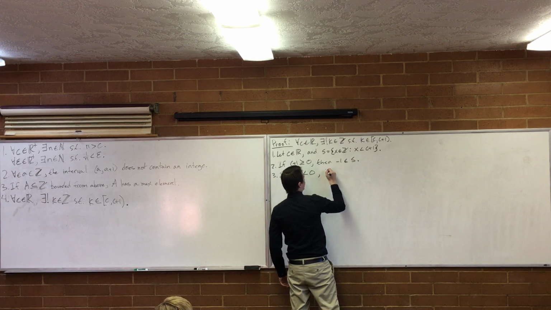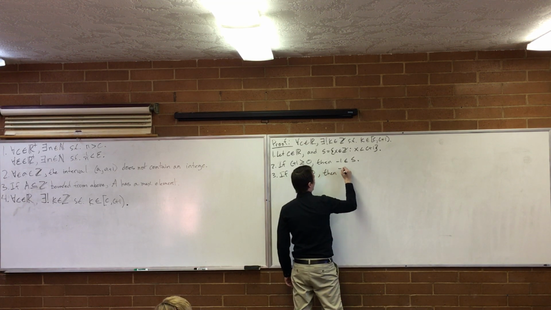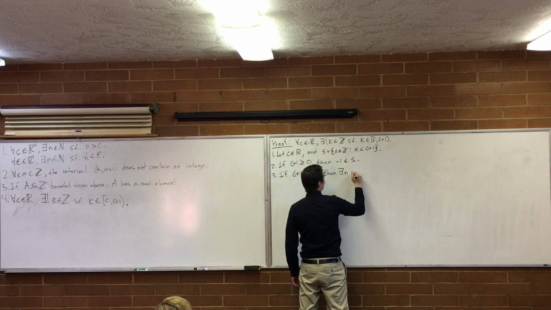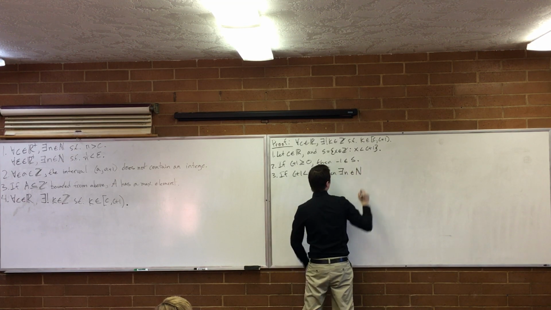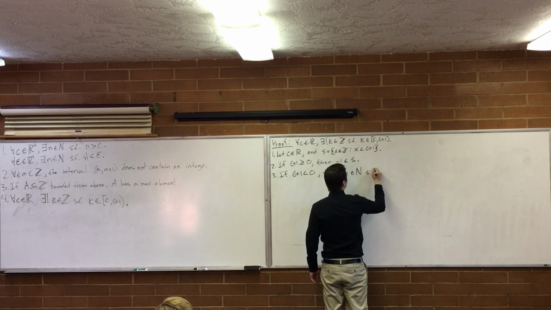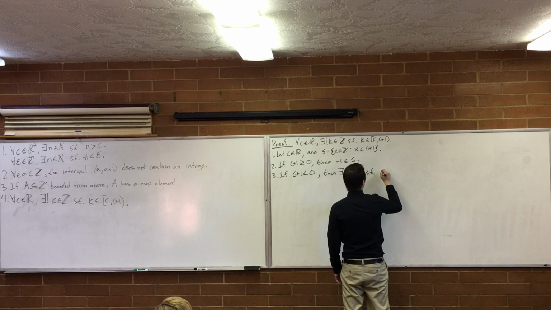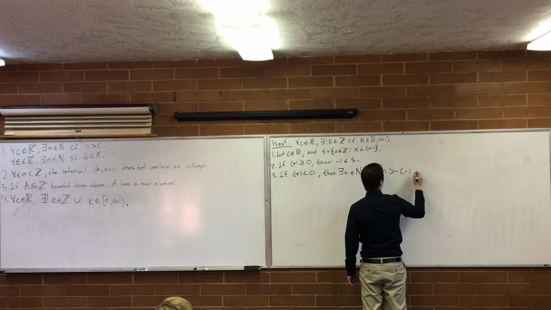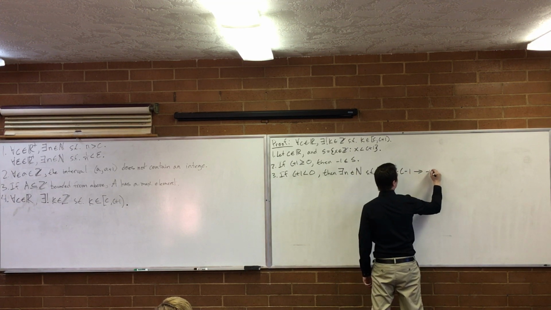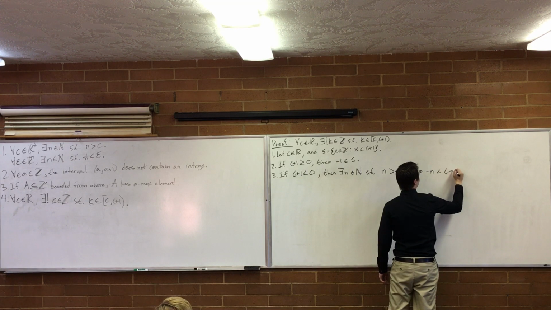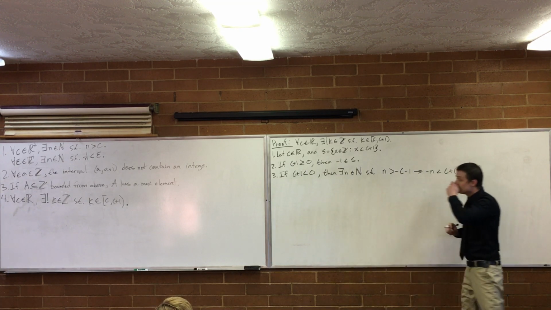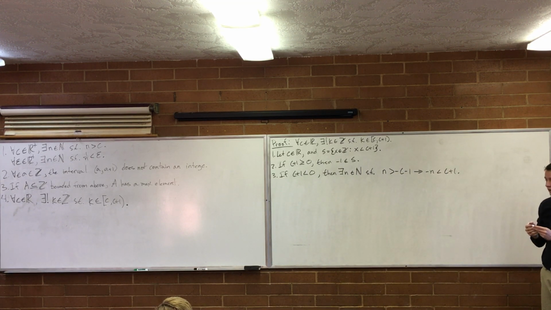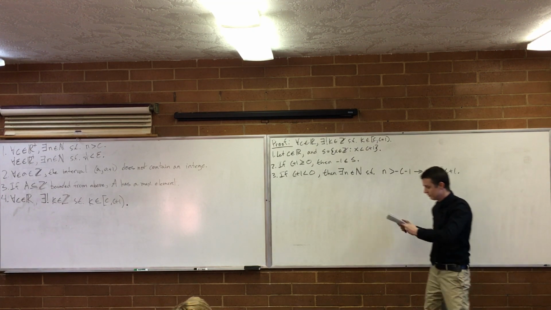So if C plus 1 is less than 0, then there exists n in N, using our good old Archimedean property, such that n is greater than negative C minus 1, which gives us that negative n is less than C plus 1. So make sure you follow that logic for a second. Little dense for one line.